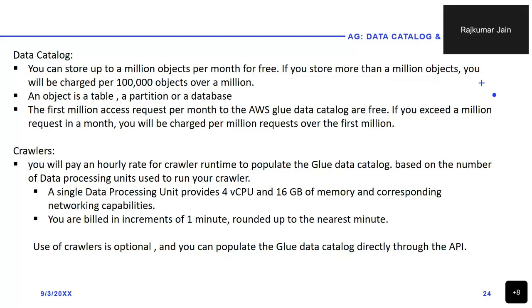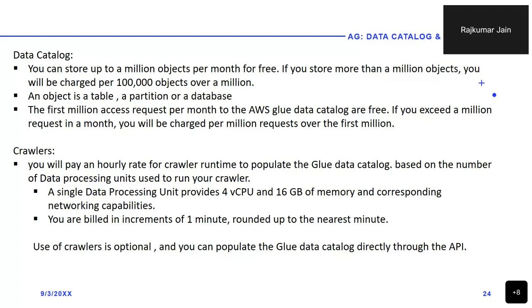An object is a table, a partition, or a database. So how many databases you are using and how many partitions you have used in the data catalog, it will charge you accordingly. But again, there are some limitations for the free tier. The first million access requests per month to the AWS Glue Data Catalog are free. So you can see here that the data catalog is moreover free for us. And if you are exceeding this limit, which I don't think we will for practical or demo purposes, we can use the data catalog without fear, with a free mind. You will only be charged per million requests over the first million.